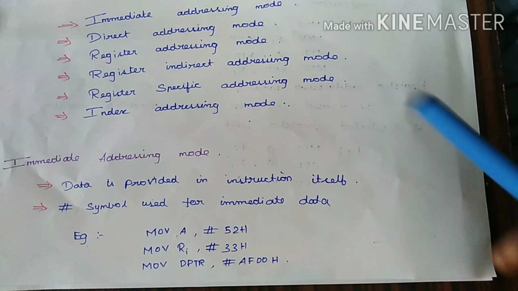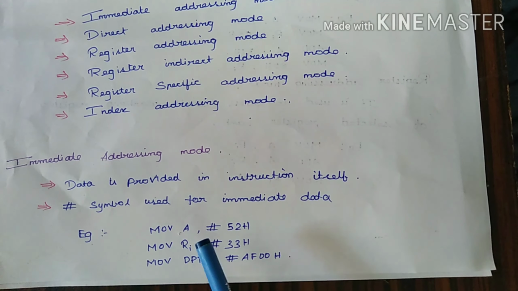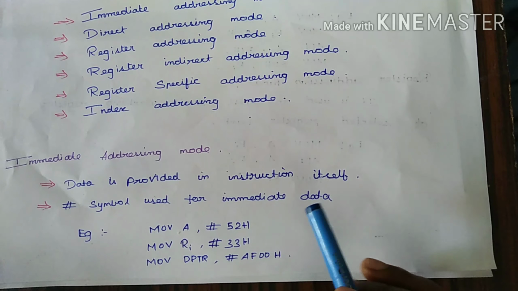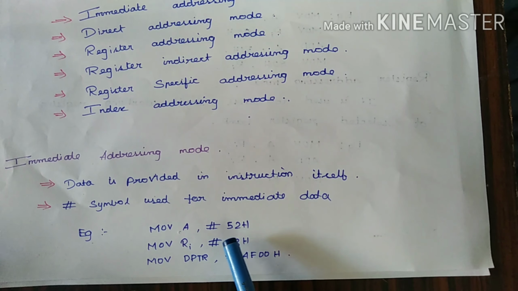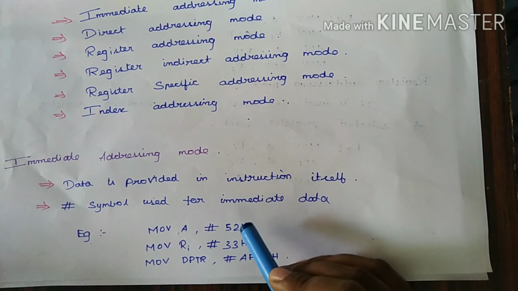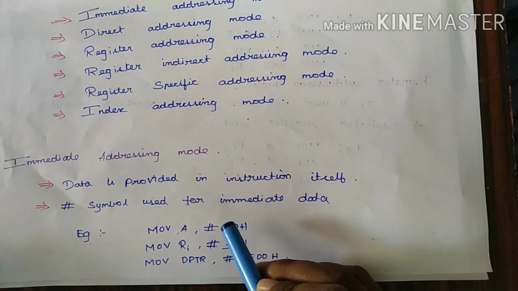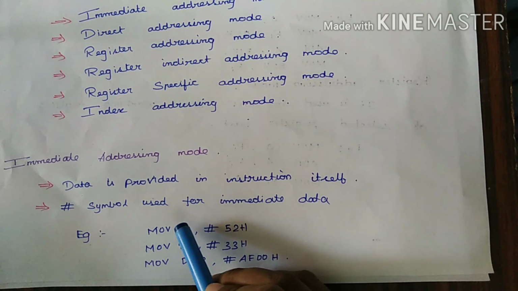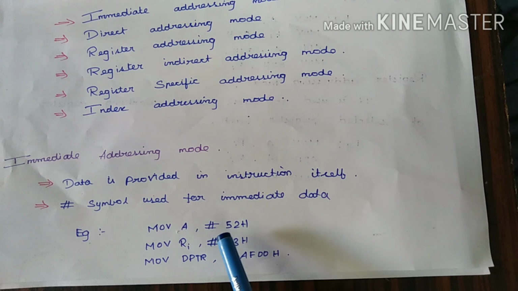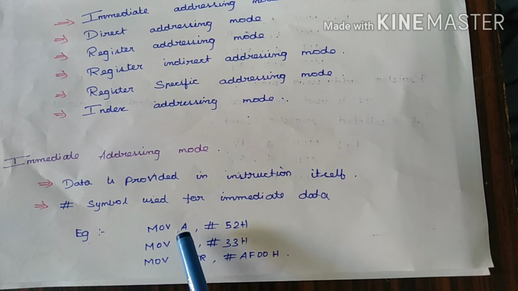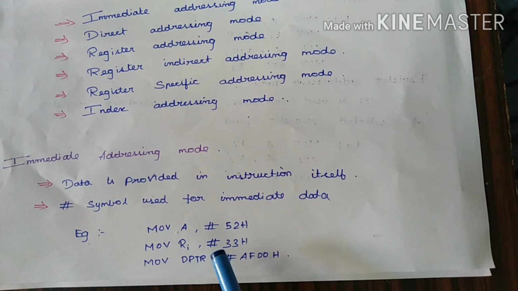And also we use the asterisk symbol for giving the immediate data. Now in this instruction, MOV A, *52H, the data is 52H. We need to copy the data directly to the accumulator. So the immediate data 52H will be copied to the accumulator by this instruction.